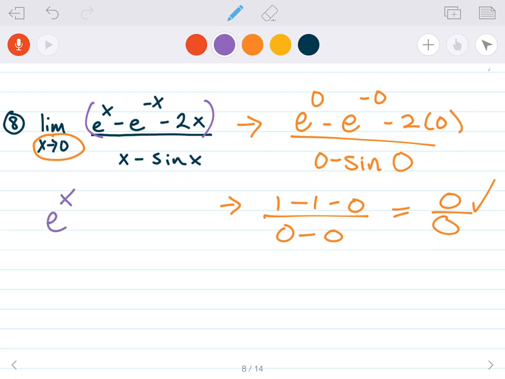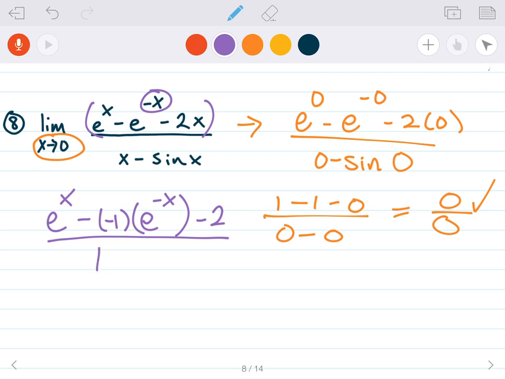The derivative of e to the negative x is, well, the derivative of negative x is negative 1 times e to the negative x, using the chain rule there. And the derivative of minus 2x is just minus 2. So that's the derivative of the top. Now the derivative of the bottom is just 1 minus cosine x, since the derivative of sine is cosine.